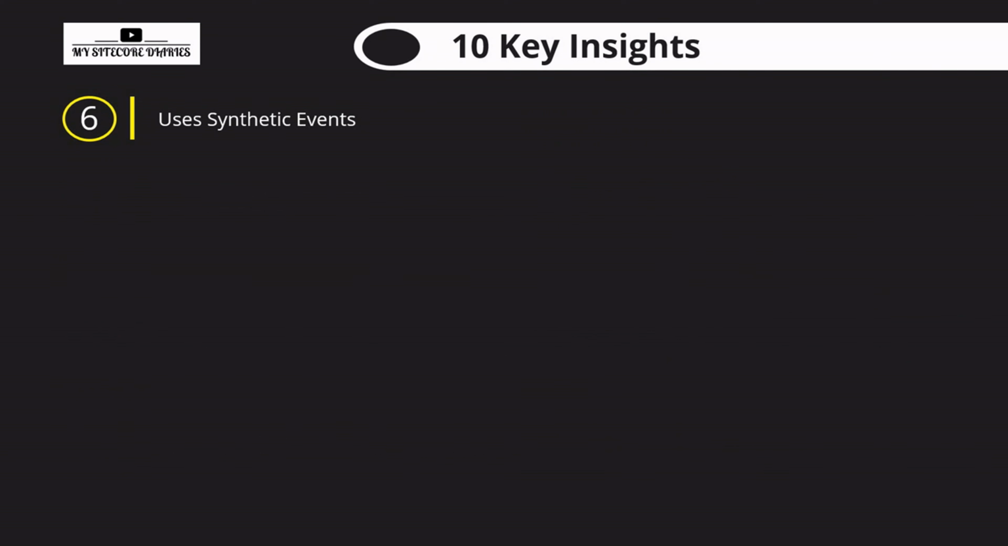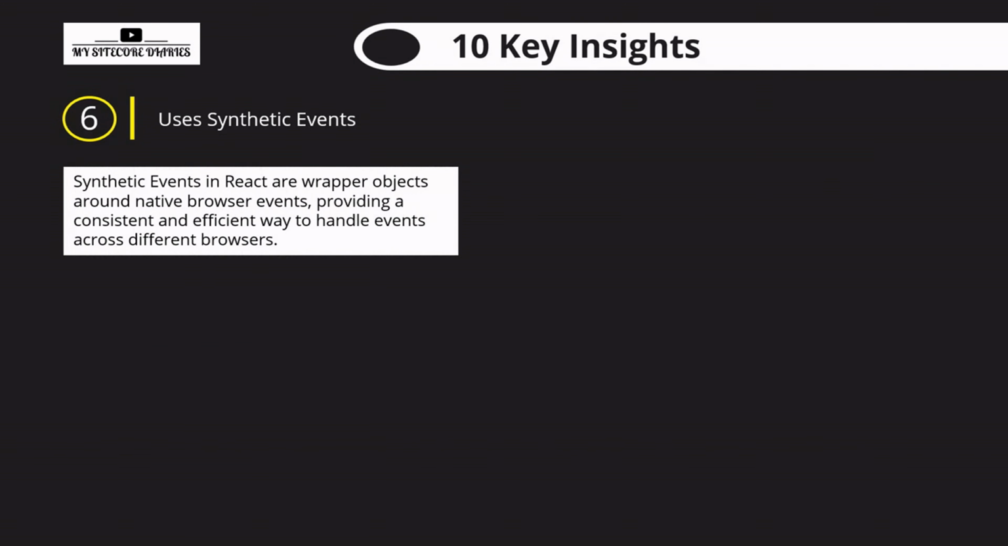Now, sixth point, let's talk about the synthetic events in React. This is an important concept that helps React handle events efficiently across different browsers. So what exactly are synthetic events and why should we care about them? In React, events are not handled using native browser events. Instead, React wraps them inside a synthetic event object. This abstraction ensures that event handling works consistently across different browsers.